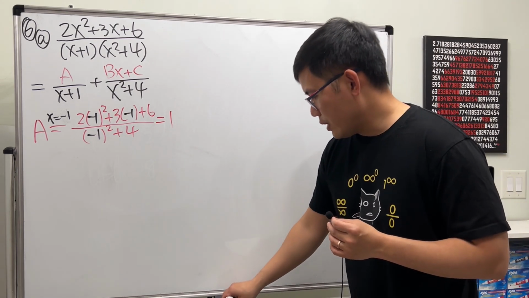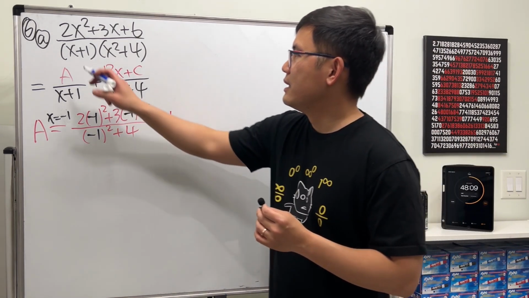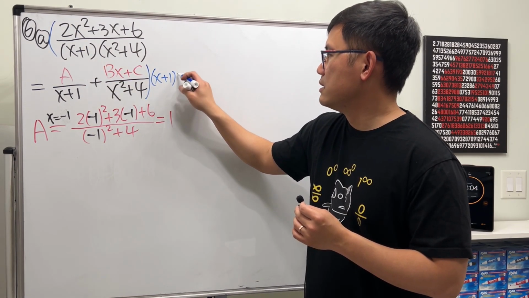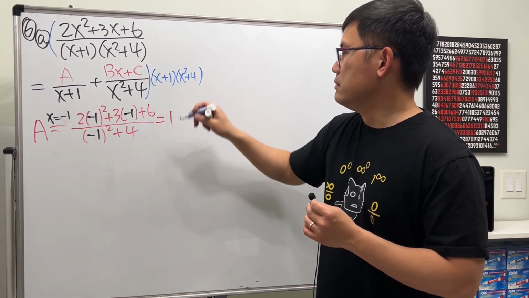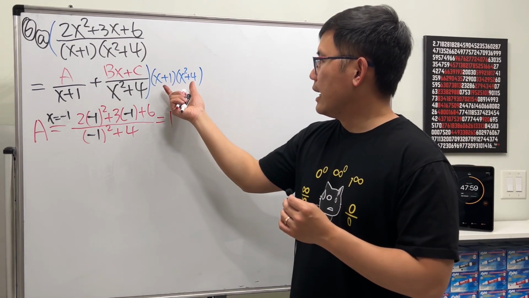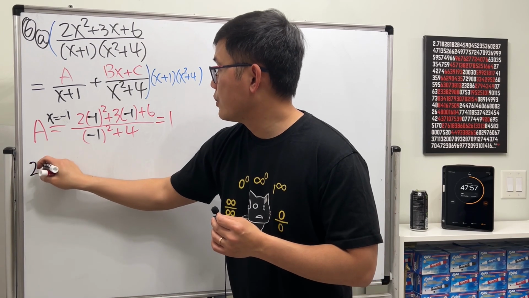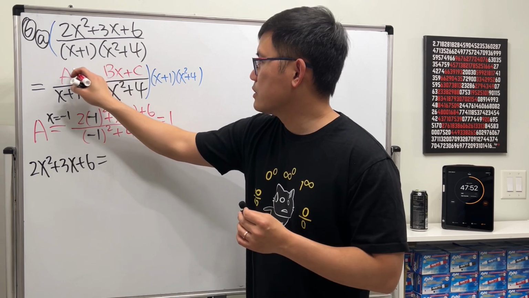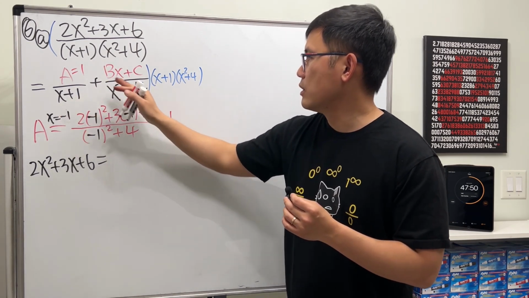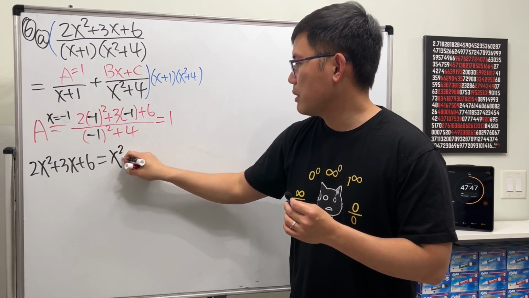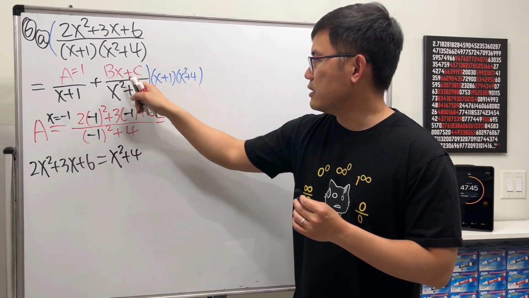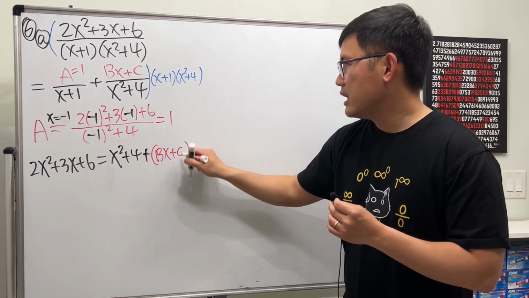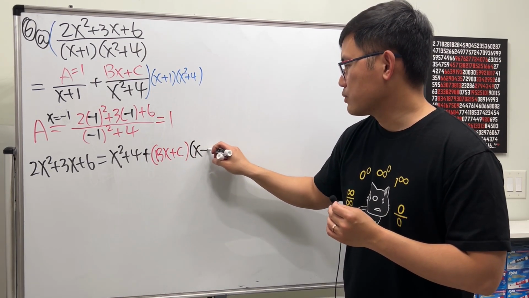And to do so, I will multiply everybody by the denominators. So I take this times that, I will just get 2x squared plus 3x plus 6. Take this times that, a is 1 already. x plus 1 cancel. 1 times this is just x squared plus 4. This times this and that cancel, so it's just plus bx plus c, times x times x plus 1.